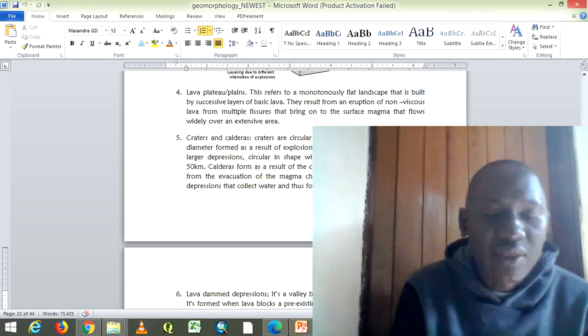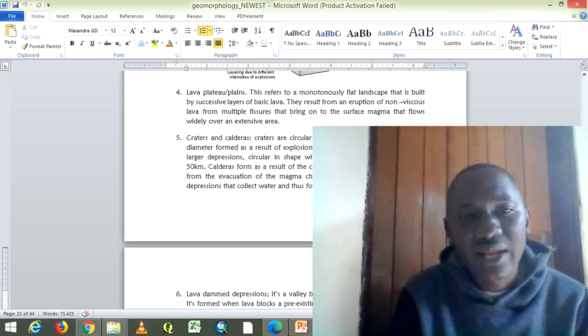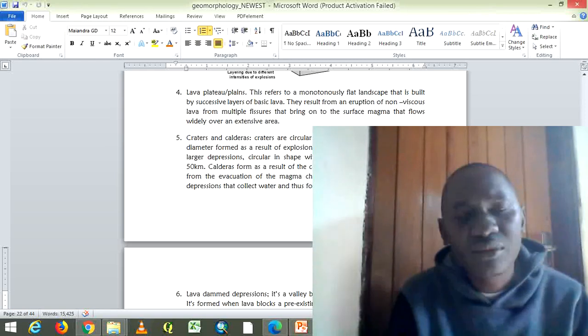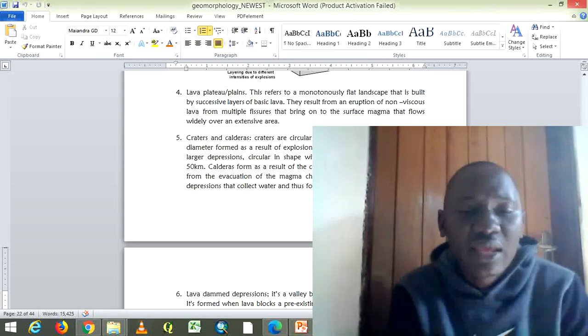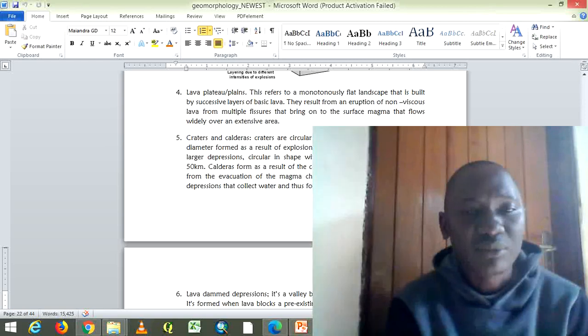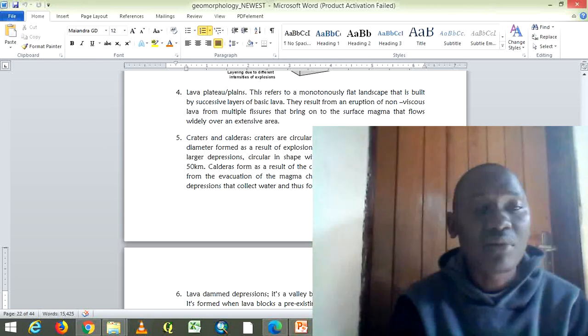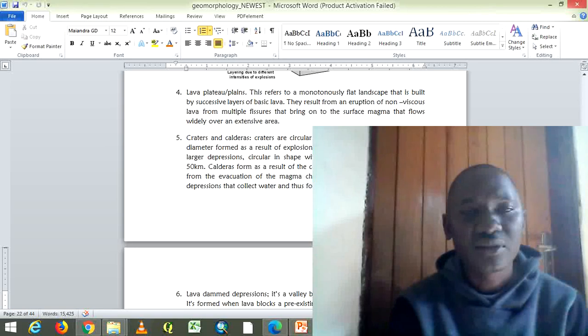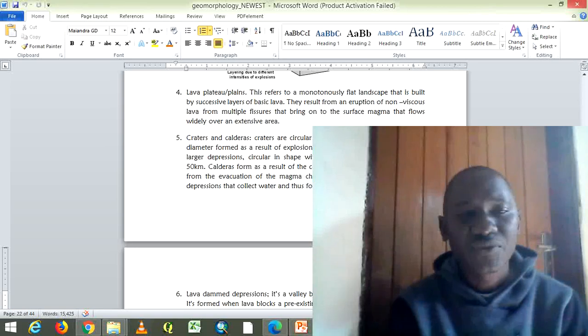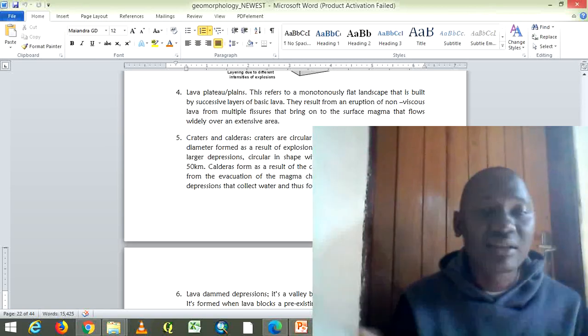Then we have the craters and calderas. Craters are circular depressions, usually less than a kilometer, whereas calderas are also circular depressions, usually more than a kilometer, sometimes formed on the mountain summit. In this case, we have what we call mountain craters. So if we talk about mountain craters, we are referring to those formed on the mountain top or mountain summit. They are usually circular in shape with a diameter ranging from 1 kilometer to 50 kilometers. Those are calderas. So calderas are usually larger.